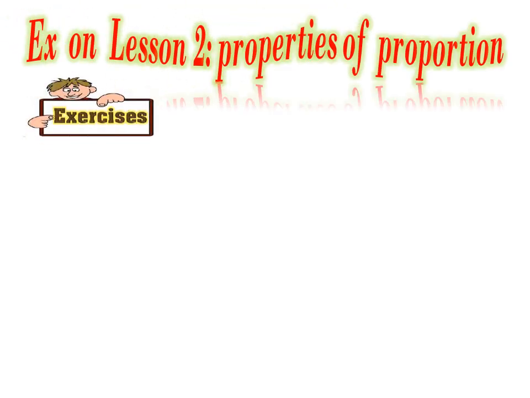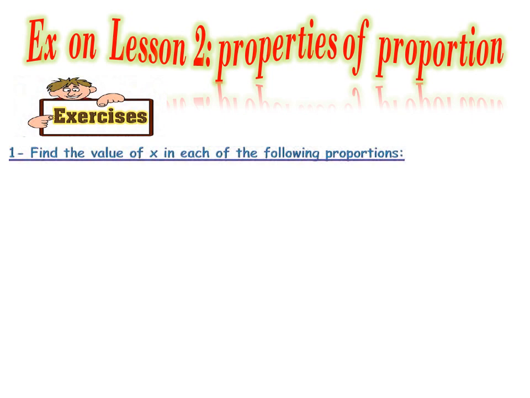Exercise number 1. Find the value of x in each of the following proportions. Letter A. 5 over 8 equals 15 over x. As we know, the property of proportion is that the product of extremes equals the product of means. This means that we will use the method of cross multiplication. It will be 5 x equals 15 times 8 divided by 5.